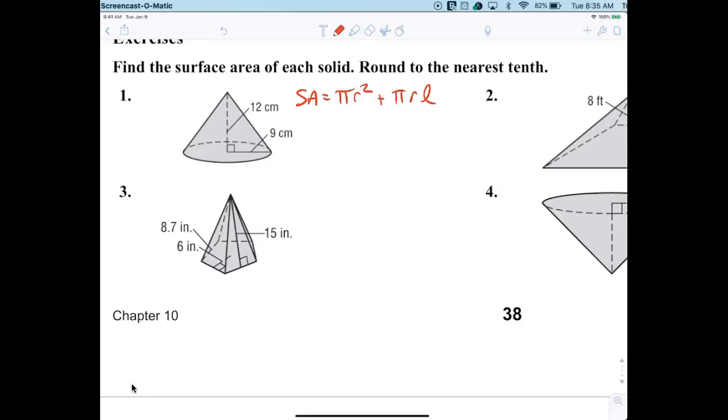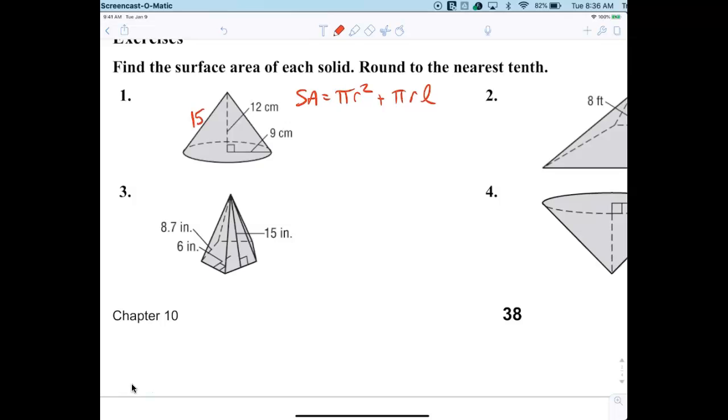Everybody with me? And again, how many times are we going to see it? That's why I keep trying to drill them into your head. It's always on the SAT. It's always on the ACT. The triples are everywhere. So what I need you to do is put up here 15 is the slant height.